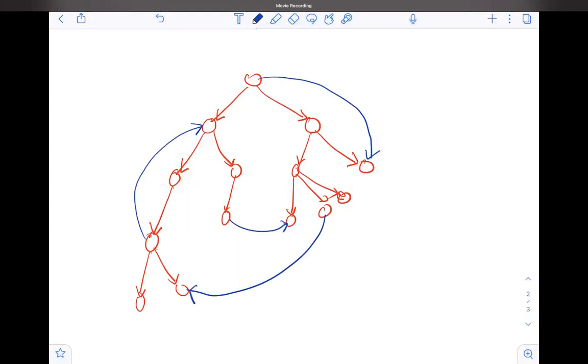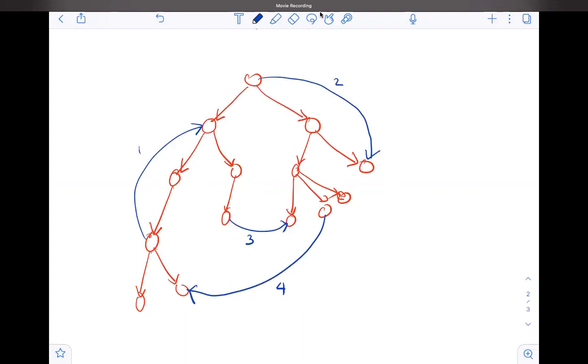Now, can you tell me which of these edges, these four edges that I've drawn, which I'll number 1, 2, 3, 4, cannot be there if this spanning tree that I've drawn, the red edges tree, is the DFS tree? Sir, will you kindly repeat the question?